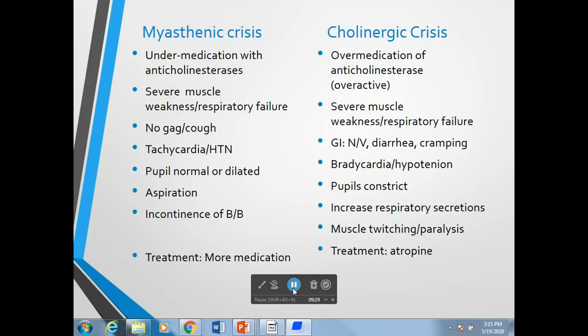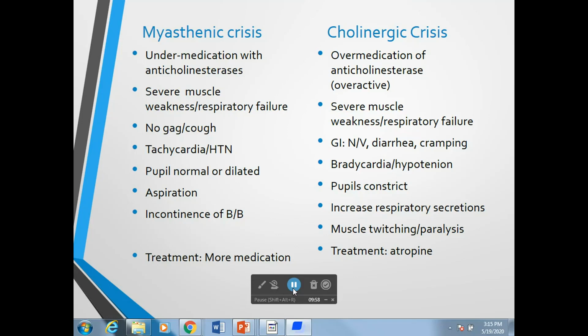So let's briefly talk about what myasthenia crisis and cholinergic crisis are. With myasthenia crisis, that basically means that the patient has been under-medicated with the anticholinesterases. Now remember, our goal with the patient who has myasthenia gravis is to inhibit acetylcholinesterase. Let's have the teacher stop closing the doors. Remember that? So if the patient is not getting enough medication, they could go into what's called myasthenia crisis.